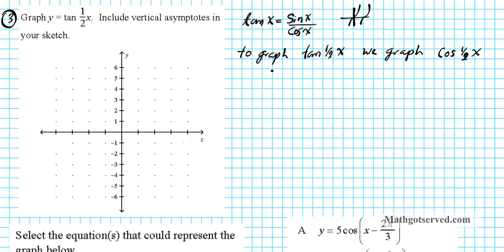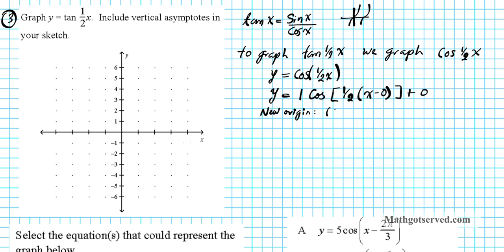So we have y is equal to cosine 1/2 x. Let's write it in the form that makes it easy for us to determine its components. So we have y is equal to 1 times cosine, and factor out 1/2, times x minus 0 plus 0. Okay, now this is easy for us to find the relevant components. Let's find a new origin first. The new origin for our cosine function is 0, 0.